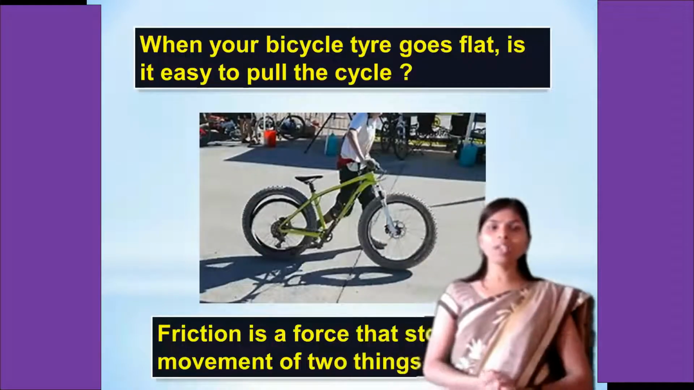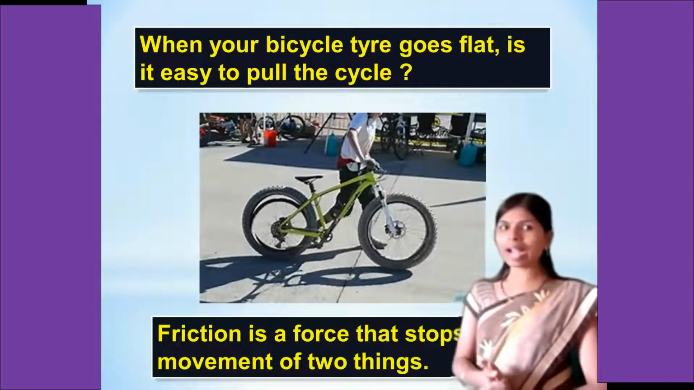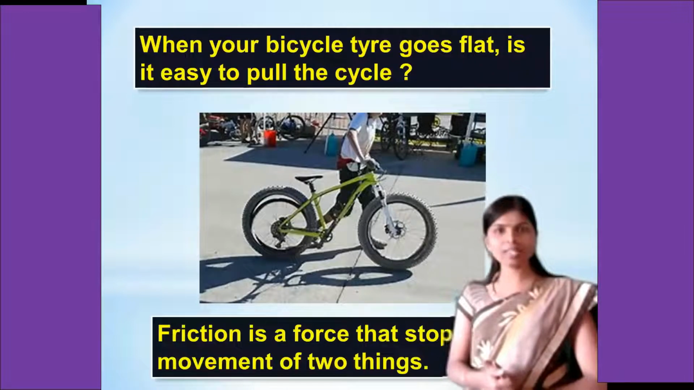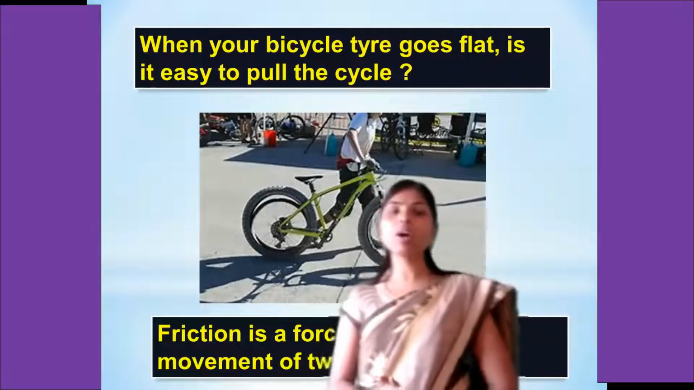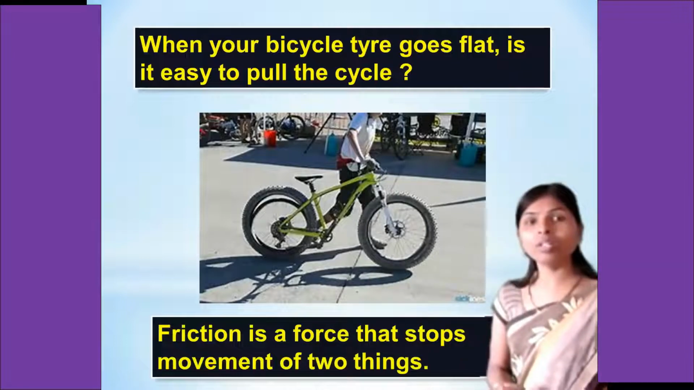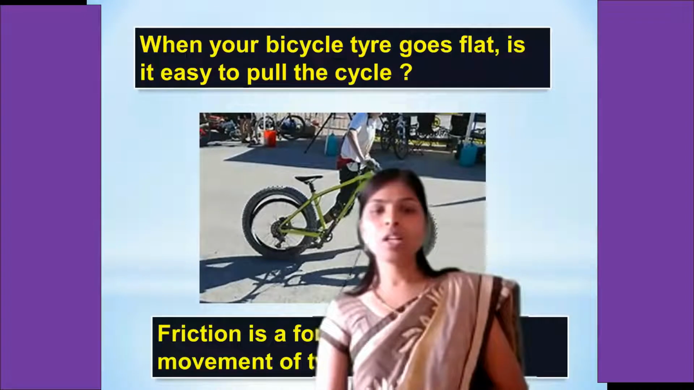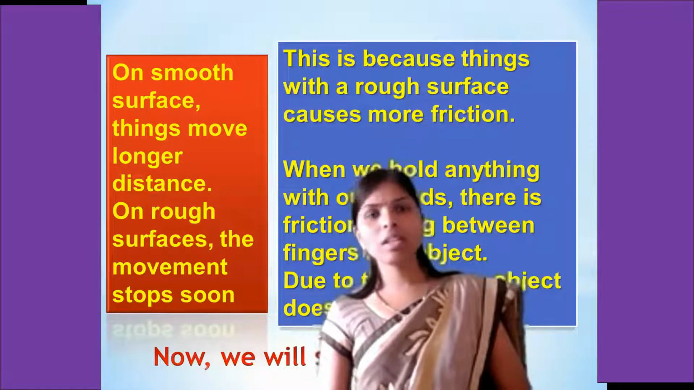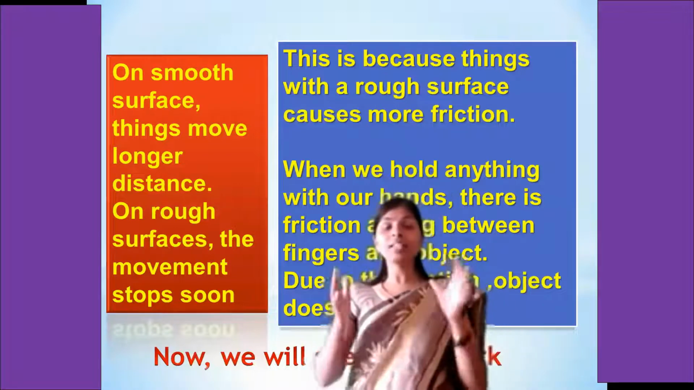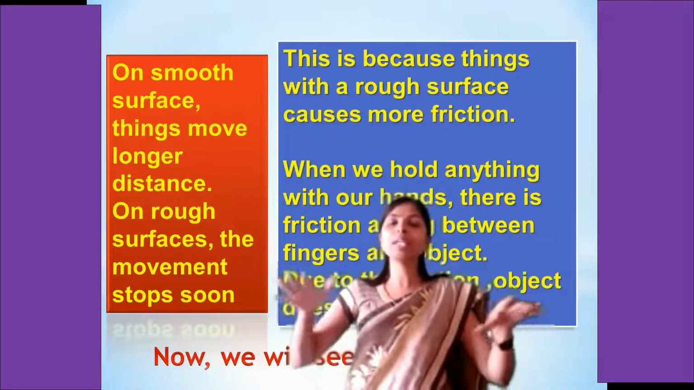Now let us observe this picture carefully. When your bicycle tire goes flat, is it easy to pull the bicycle? No. We cannot pull the bicycle easily because friction is one of the forces. It stops the movement of objects. So let us see. On a smooth surface, things move a longer distance, and on a rough surface, the movement stops.